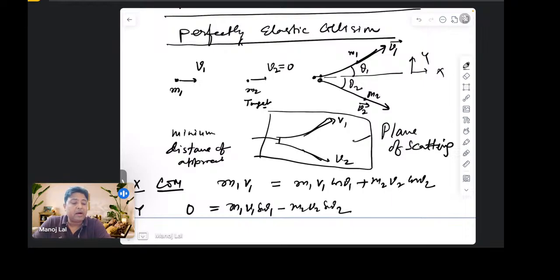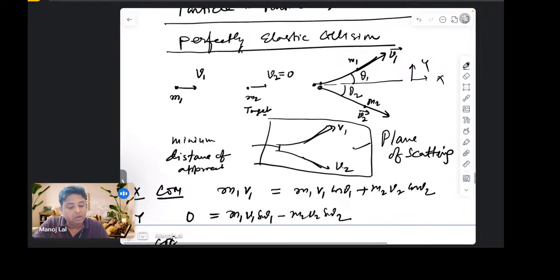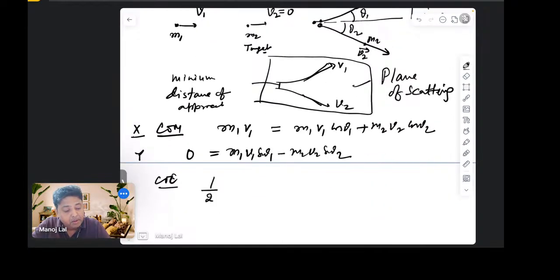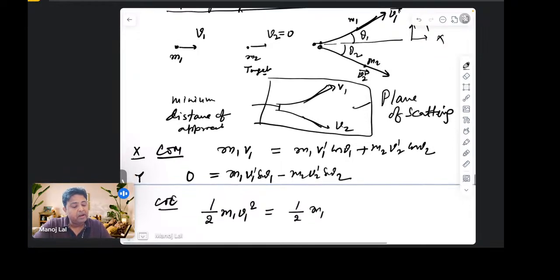And what we should write for energy. If I write for energy, I will have conservation of energy, since this is perfectly elastic collision we are talking about. So this will be 1 by 2 m1 v1 square is equal to 1 by 2 m1 v1 dash square plus 1 by 2 m2 v2 dash square.